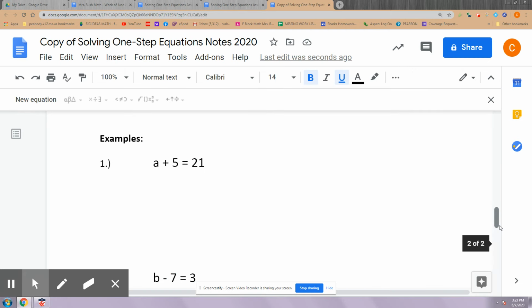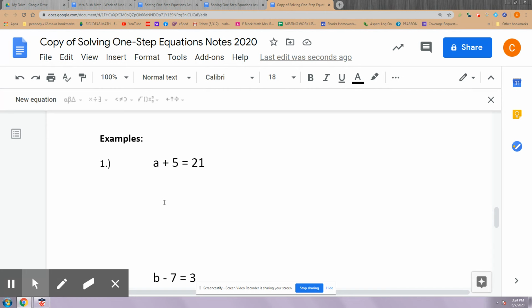So my first example is the equation a plus 5 equals 21. Remember, first of all, we know this is an equation because it has an equal sign in it. Okay? So step number one was we're going to undo the operation in the problem by using the inverse or the opposite. So I see a plus 5. The operation they give us is a plus. So what's the opposite of plus? Minus. So that's what I'm going to be using to solve this. My inverse operation will be subtraction or minus.